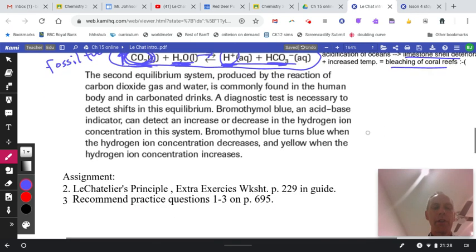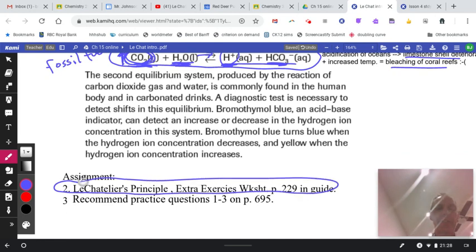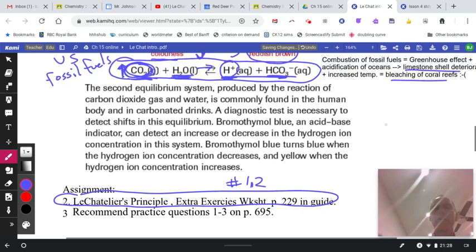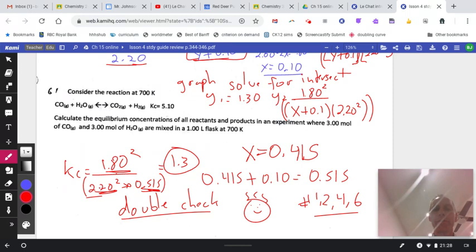Okay, so to work on the Le Chatelier, I would suggest you try this worksheet, and especially numbers 1 and 2. It's pretty short. It'll only take you about 5 to 10 minutes to do numbers 1 and 2. And then you are also going to work on those 4 questions from your study guide on page 344, numbers 1, 2, 4, and 6. And that's it for today.